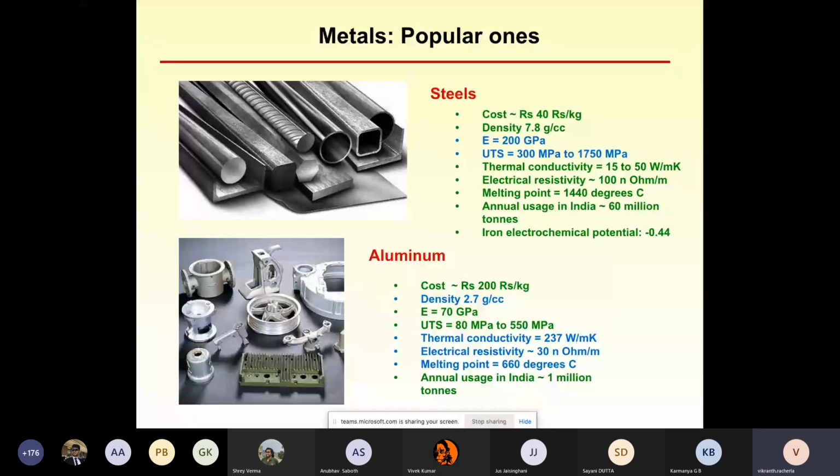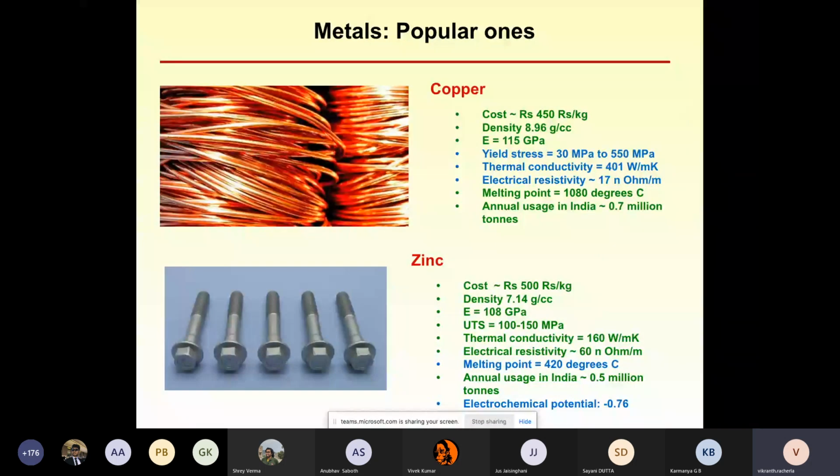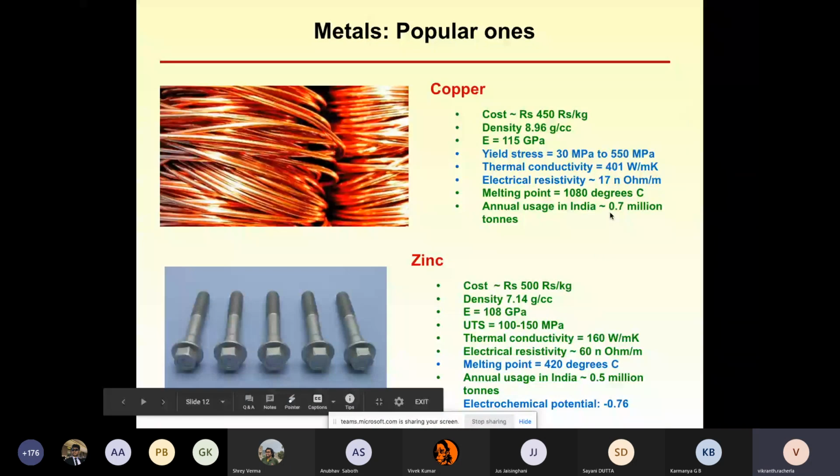After steel and aluminium, the next most widely used metal is copper. You can see the usage. Actually, copper, aluminium, zinc, their usage is all on similar lines. Now, copper is a soft metal. Very rarely do you use copper for structural applications. It is dense and very expensive.